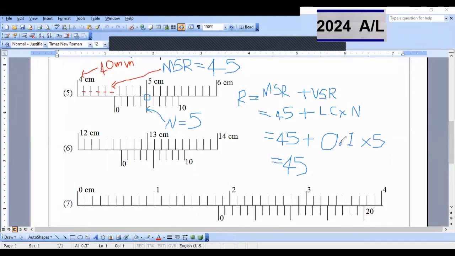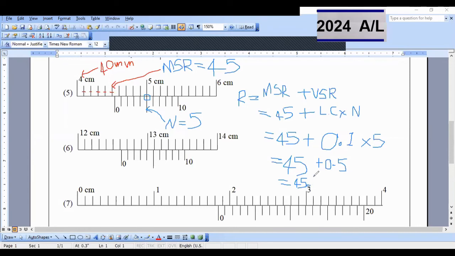So what is 0.1 into 5 then? 0.5. 0.5, sir. Then what's the final answer? 45.5, sir. Unit? Millimeter. Millimeter. Very good.